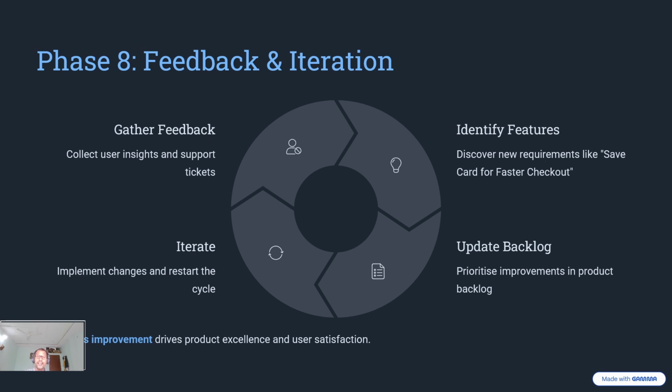This is the feedback and iteration phase. Here, the client takes feedback from the users who are using this application. If users provide any suggestion or improvement, then the client takes it as a requirement and updates the product backlog so that it can be implemented in upcoming releases. Again, it repeats the whole life cycle.